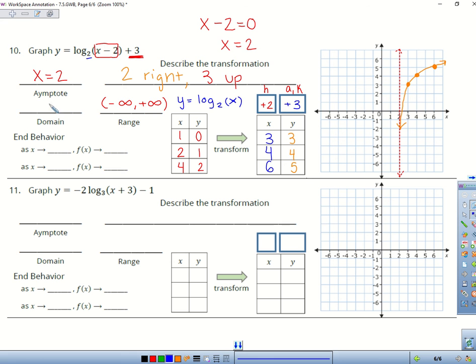Now that we have it, we can go ahead and evaluate the rest of the information. My domain is going to be from my asymptote to positive infinity, because my graph starts here and goes over to the right. Now, end behavior.